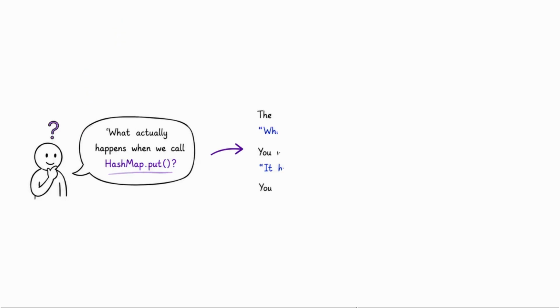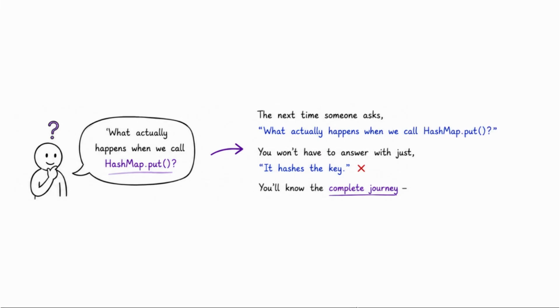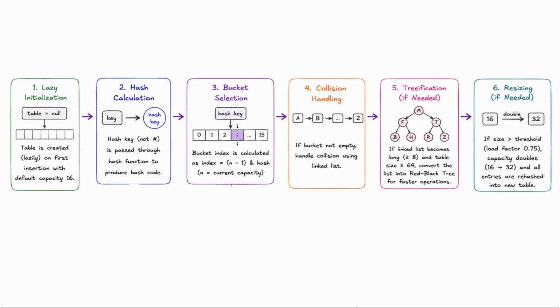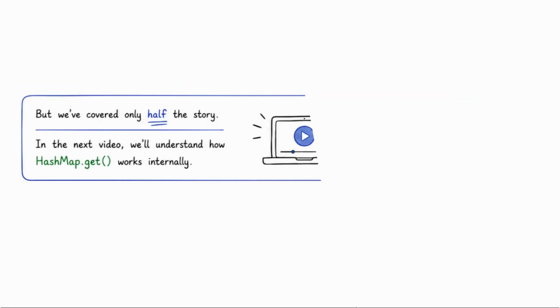So the next time someone asks what actually happens when we call HashMap.put, you won't have to answer with just "it hashes the key." You will know the complete journey from lazy initialization and hash calculation to bucket selection, collision handling, treeification, and resizing. And that's exactly what makes HashMap one of the fastest and most efficient data structures in Java. But we have covered only half the story.